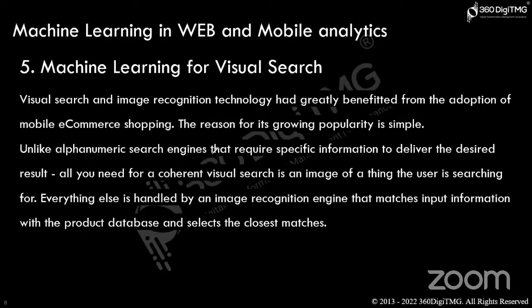A search engine requires specific information to deliver results. So it is not possible to describe that particular item or product. All you need to do is a coherent visual search. Just take a picture. Whatever similar images we have, all will be there in your Google. Everything else is handled by the image recognition engine that matches input information with the product.